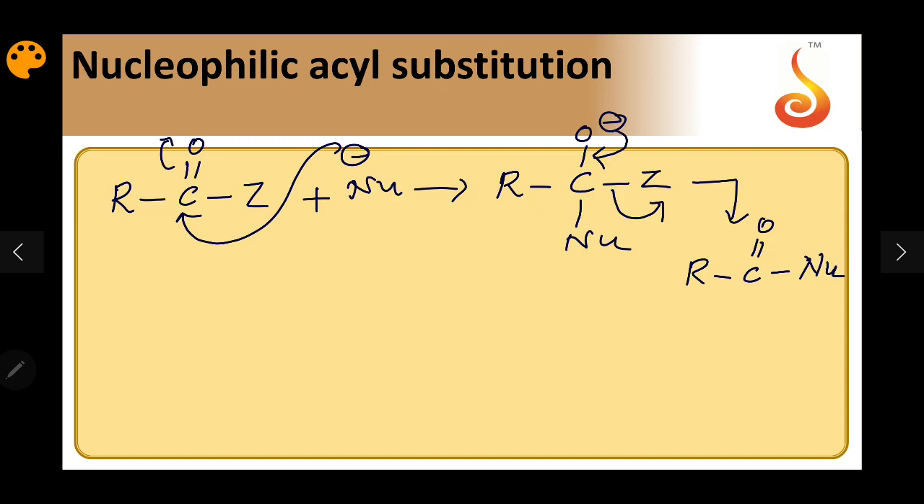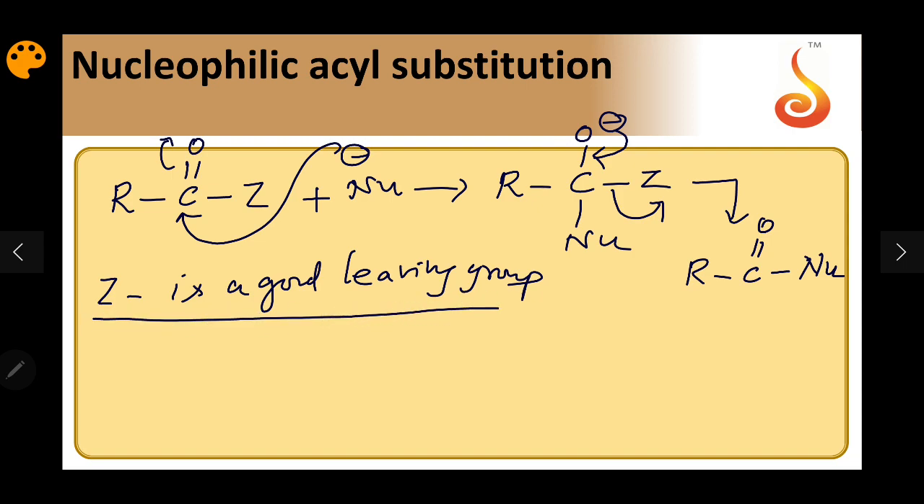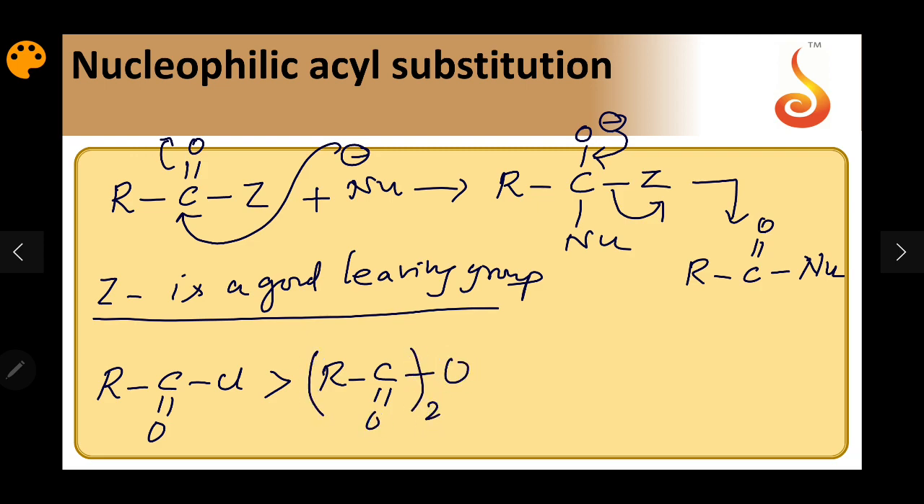So this is possible only when Z is a good leaving group. So I have acid chloride, anhydride and all those things. If I take Z, based on the leaving ability of those groups, we can take the order of reactivity as RCOCl, highest reactive because Cl minus is a very good leaving group. Then it is RCO whole twice O, anhydride, as RCOO minus is a very good leaving group.